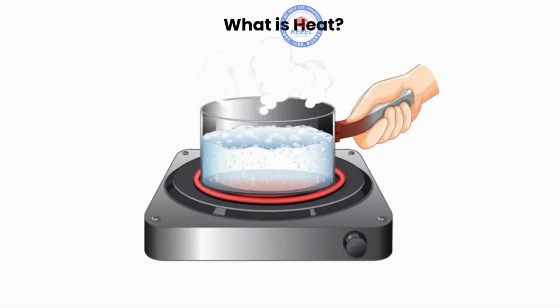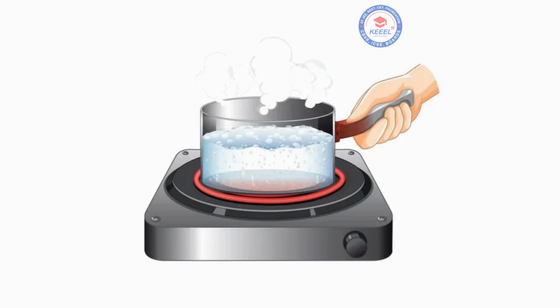Let's begin. What is heat? Heat is a form of energy. It always flows from something hotter to something colder. When we touch a hot object, we feel the heat because it flows into our hand. Example, a hot cup of tea has more heat than a cold glass of juice. So, heat moves from the tea to the air around it. That is why it cools down.